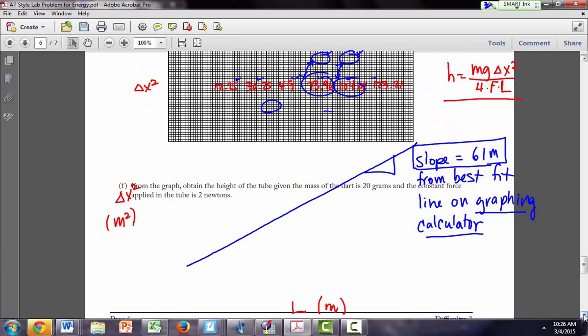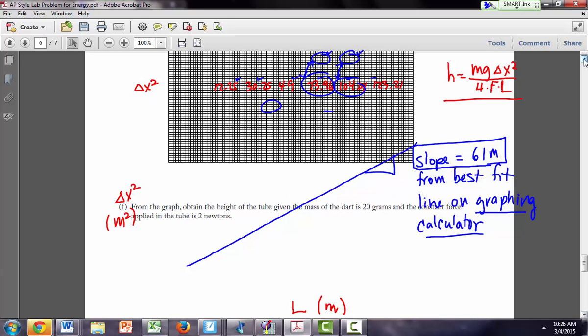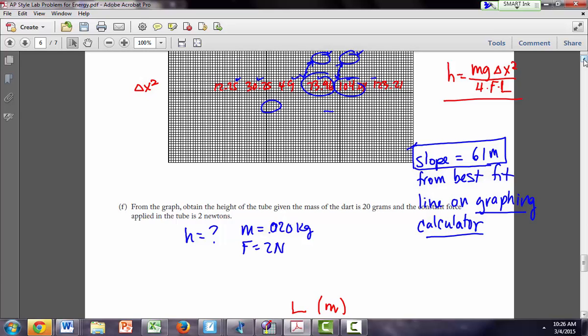Why do I need to know the slope? Because part F asks you to, using the graph, obtain the height of the tube. I want to leave everything I wrote here up, so I don't want to erase my whole ink here. Obtain the height of the tube, h, given that the mass of the dart is 0.02 kilograms, that's 20 grams, and the constant force is 2 newtons. Okay? Well, what does the slope represent?